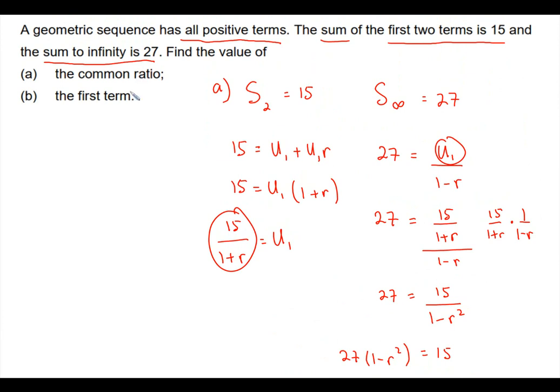So now that we know R is 2 over 3, we can find the first term just by plugging it into here. So we have 15 over 1 plus 2 over 3 is equal to the first term. So 1 plus 2 over 3, that's 1 2/3, or the same thing as 5 over 3. Right, so we have 15 divided by 5 over 3, which is the same thing as 15 times 3 over 5. So that would equal the first term. So it looks like we're going to end up with 9 as the first term. Okay.